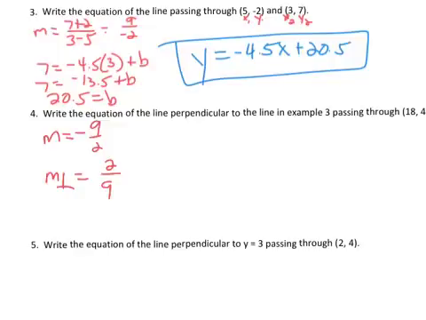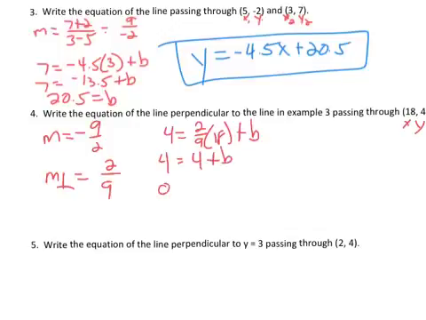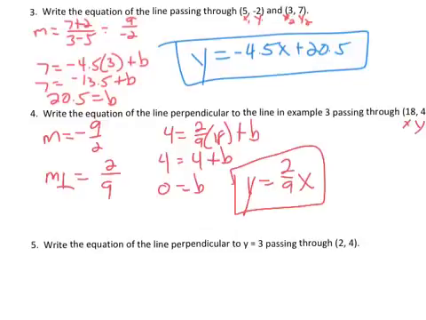And passing through 18, 4, there's x, there's y, so 4 is equal to 2 over 9 times 18 plus b. 4 is going to be equal to 4 plus b. It looks like b is going to be 0 this time. So y is equal to 2 over 9x. So that's how you do that one.